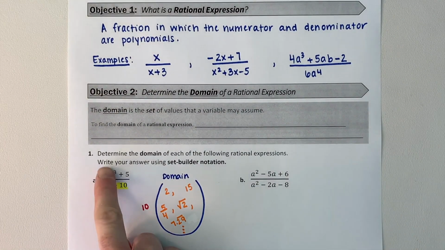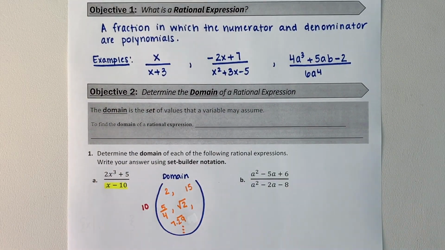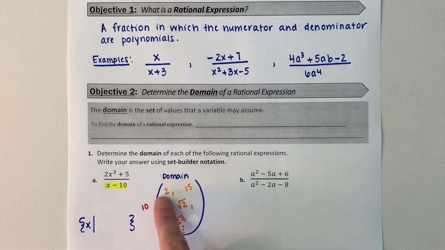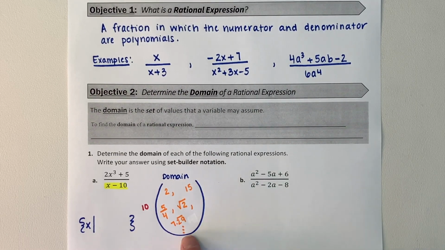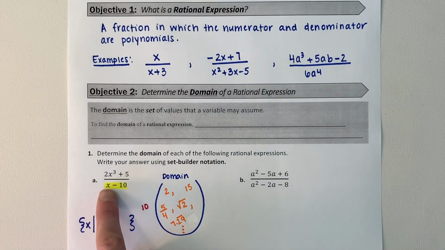Now we're asked to write our final answer using set builder notation. Remember, with set builder notation, we start with this general outline, and then we'll describe the domain in this blank here. Now the domain is the values of x that are allowed. When we're trying to describe the domain, it would be impossible to describe all of the values of x that are allowed because there are infinitely many. So a much easier way to describe the domain is to simply describe the one value of x that is not allowed, which is 10, because if you plug 10 in for x, that makes the denominator 0.